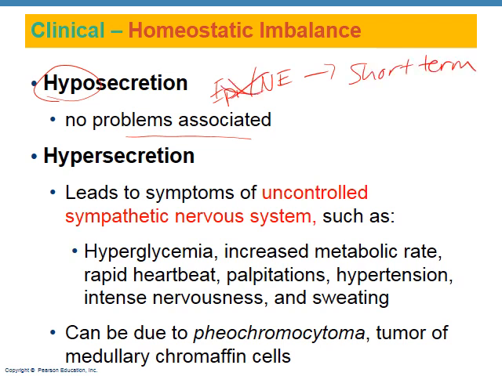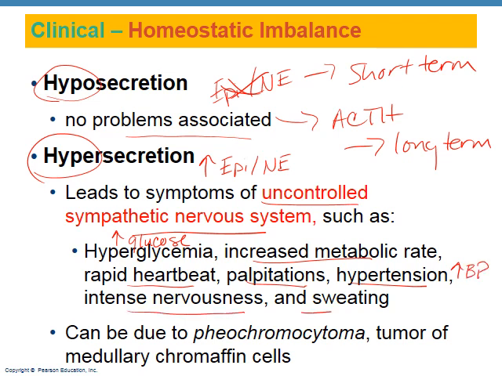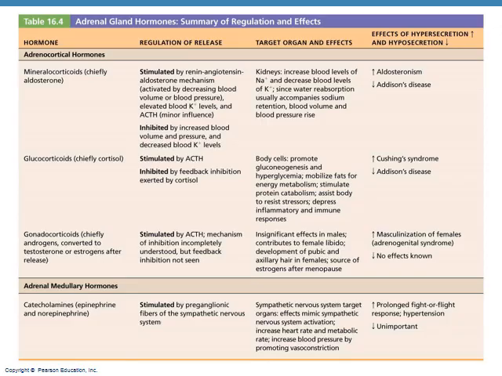So let's say you're not releasing enough of this. Well, guess what? You still have that ACTH pathway, which was your long-term. What happens if you have hypersecretion? So you have elevated amounts of epi and norepinephrine. This leads to uncontrolled sympathetic nervous system response. This means hyperglucose in the blood, so too much glucose, make your blood thick, viscous. Increased metabolic rate, rapid heartbeat, palpitations, hypertension, that's increased blood pressure. Intense nervousness and sweating.